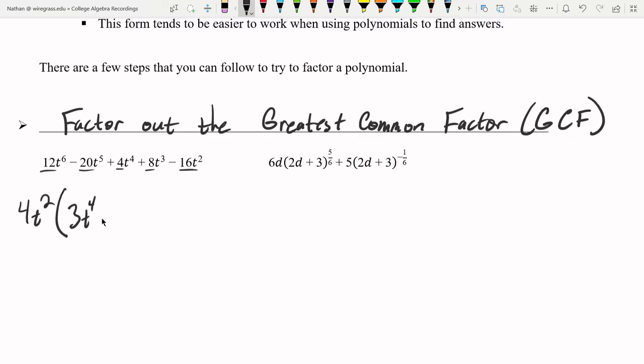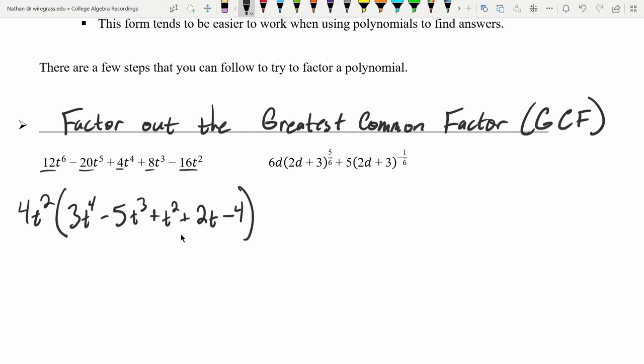Negative 20 divided by 4 is negative 5. t to the 5th divided by t squared, 5 minus 2 is 3. 4 divided by 4 is 1. t to the 4th divided by t squared is just t squared. Then we get 2t. And finally, negative 4. No variable there. Actually, t squared divided by t squared is t to the 2 minus 2, which is 0. So t to the 0 is just 1. It's been taken out completely.